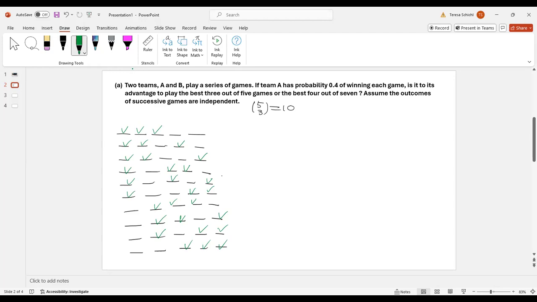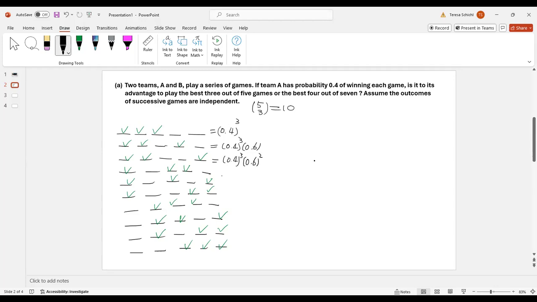Okay, because after team A wins the 3 games, the game stops, right? So if you want, you can say the probability for this one is just 0.4 to the third power, right? For these ones here, you can say this is 0.4, 0.4, 0.6, and 0.4, right? So this is 0.4 cubed times 0.6. Of course, you can do this and then just add them together. So this is 0.4 cubed times 0.6 squared.